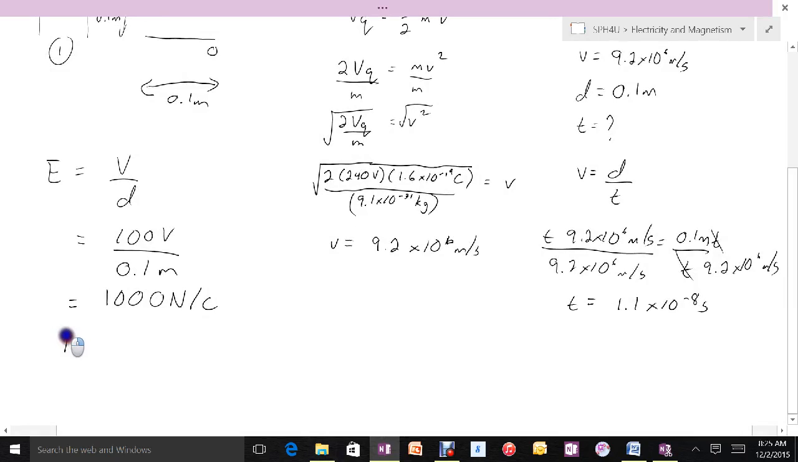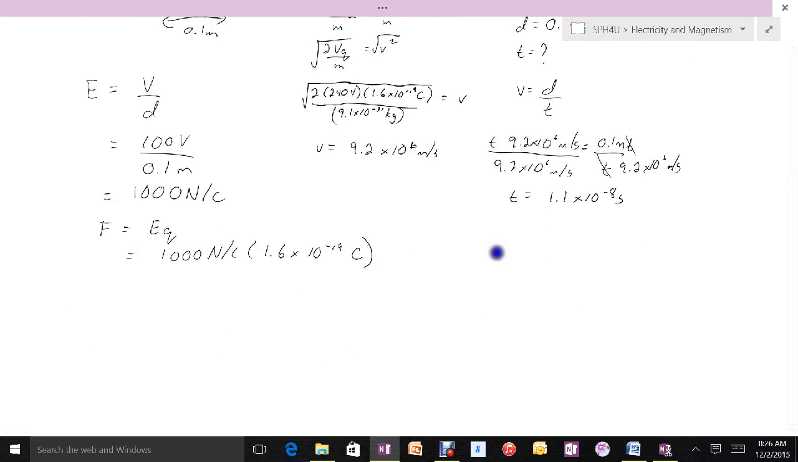Using that, I can get my electric force, which is going to be equal to 1,000 newtons per coulomb times the charge on one electron. And that, I don't need a calculator for that, it should just be 1.6 times 10 to the negative 16. See, I just move it up 3 decimal places because I'm multiplying by 1,000. So that's the force acting on that electron as it's traveling between those two plates.